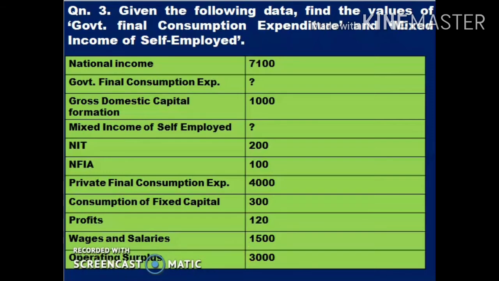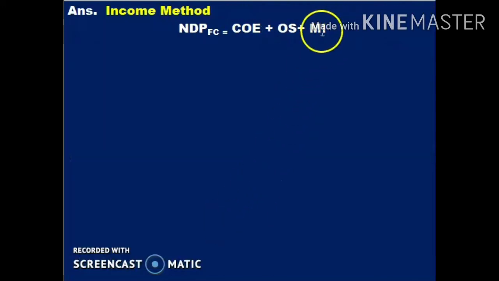For that, you know that in the income method you are using this mixed income of self-employed. So you first have to find the other factors, then substitute to get the answers. What is the formula? COE plus OS plus MI. At first, in the income method, you have to find NDPFC.